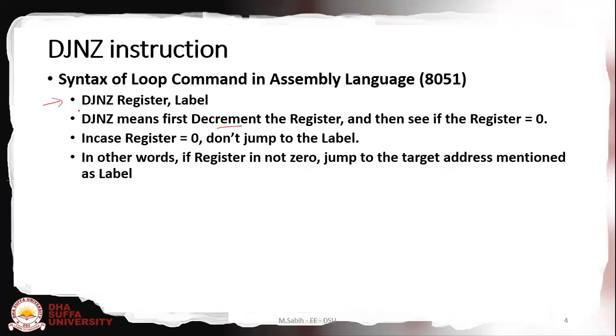The syntax is like this: DJNZ, decrement and jump if not 0. Inherently, we use a register here. We decrement this register, reducing it by 1, and see if the register content is 0 or not, and then we jump to this label. This label refers to the memory location where your code is.